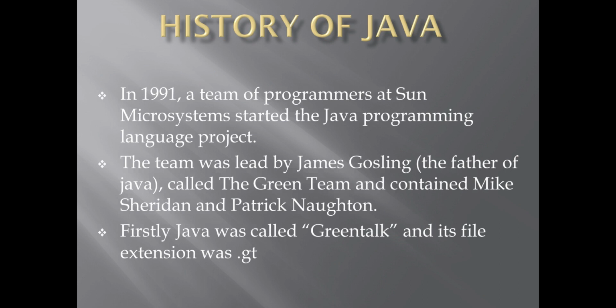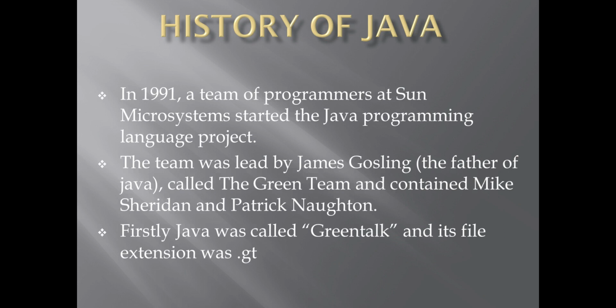First, it began in 1991. There was a team of programmers at Sun Microsystems who started the Java programming language project. The team was led by someone called James Gosling, who is the father of Java. This team was called the Green Team and consists of two other programmers apart from James Gosling, called Mike Sheridan and Patrick Norton.